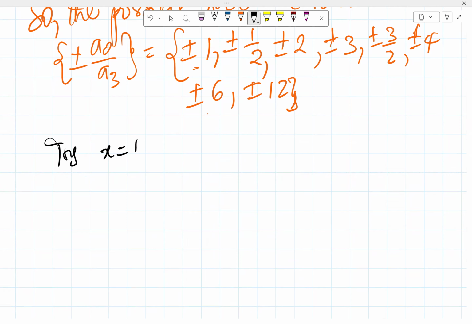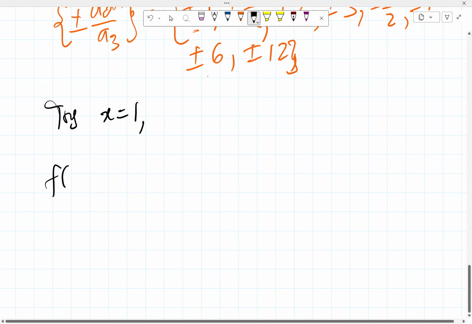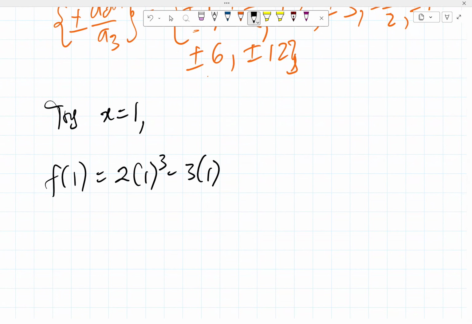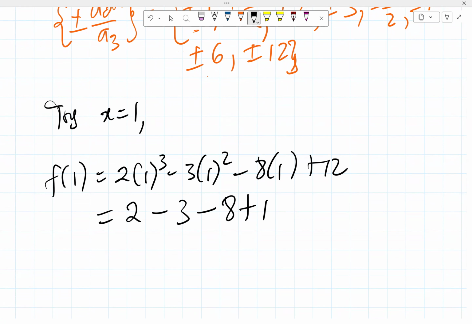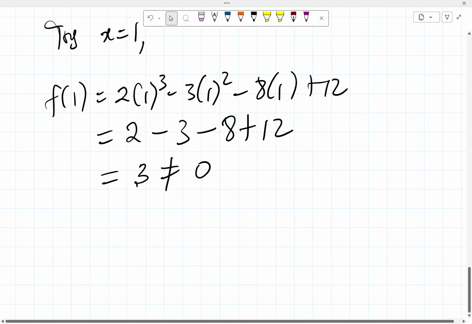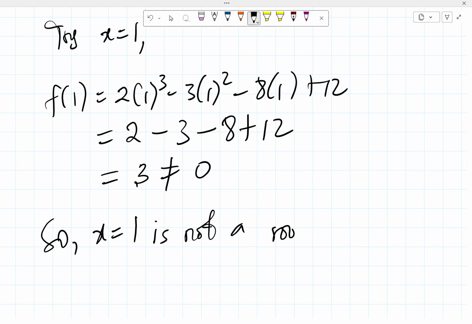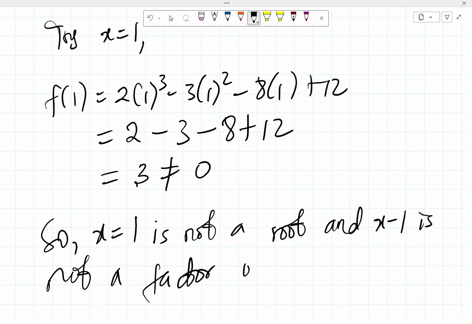We now begin to try x equals 1. That means f of 1 will be 2 into 1 cubed minus 3 into 1 squared minus 8 into 1 plus 12. So 1 raised to power 3 is 1, times 2, 2. 1 squared is 1, times 3, 3, minus 8 plus 12. 2 minus 3 is minus 1, minus 1 minus 8 is minus 9, plus 12, that's 3. Sadly, 3 is not equal to 0. So x equals 1 is not a root, and x minus 1 is not a factor of f of x.